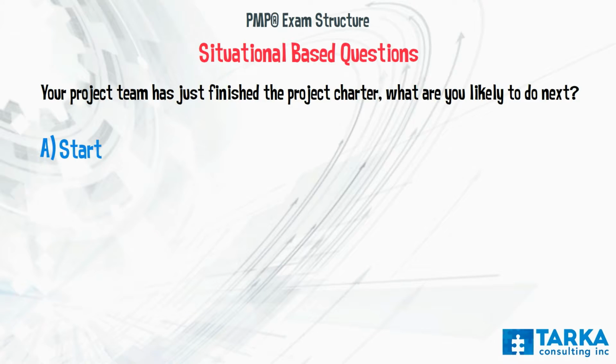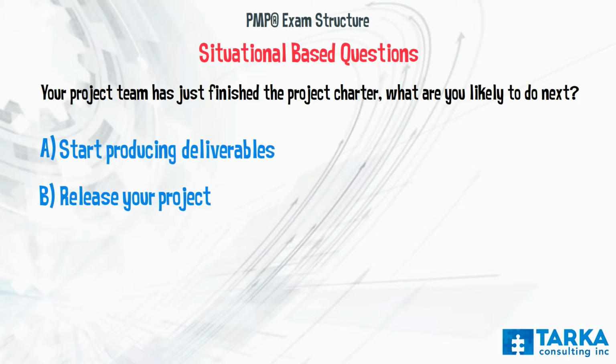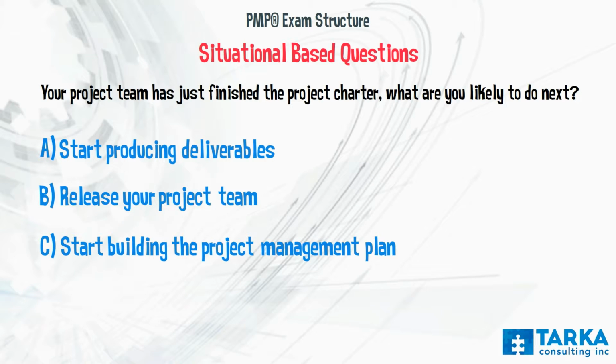A. Start producing deliverables. B. Release your project team. C. Start building the project management plan. Or D. Control quality assurance. In this case, the answer is C. Start building the project management plan.